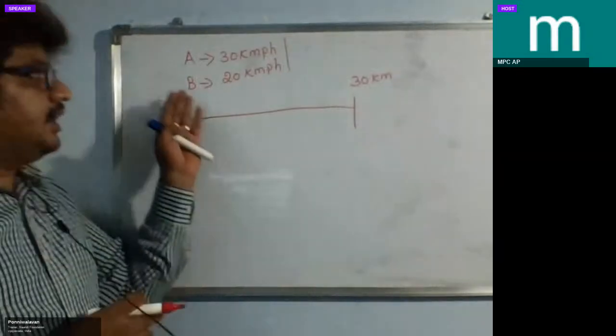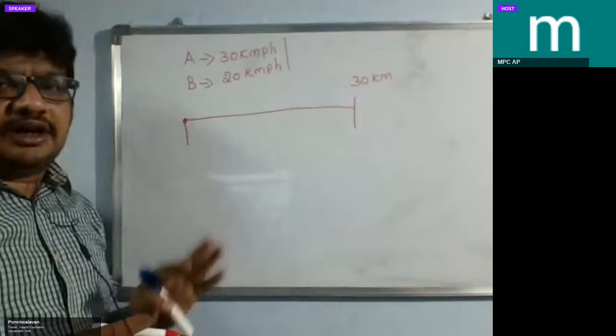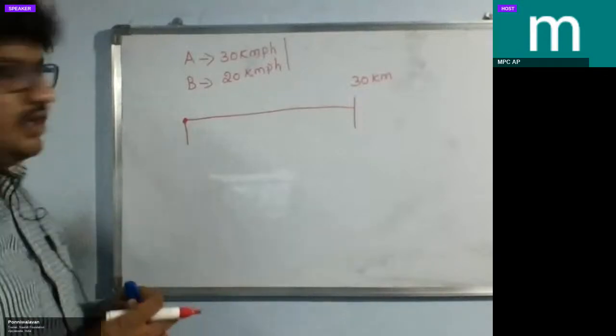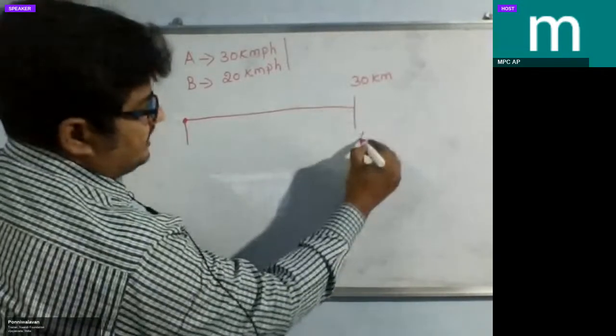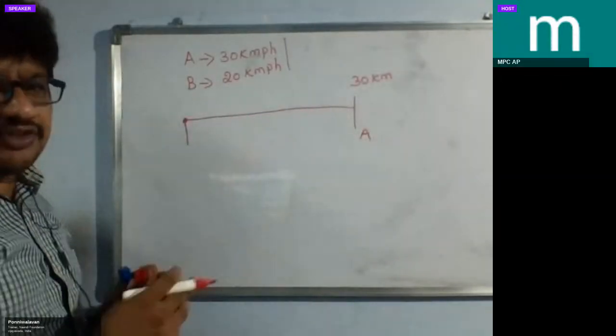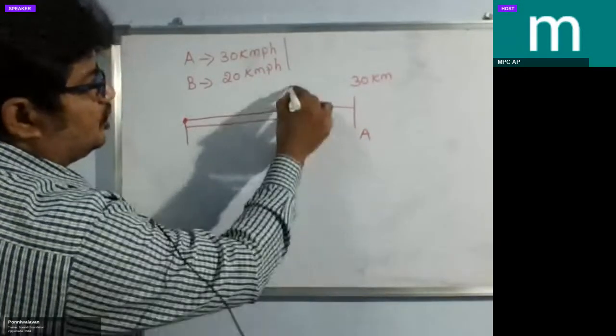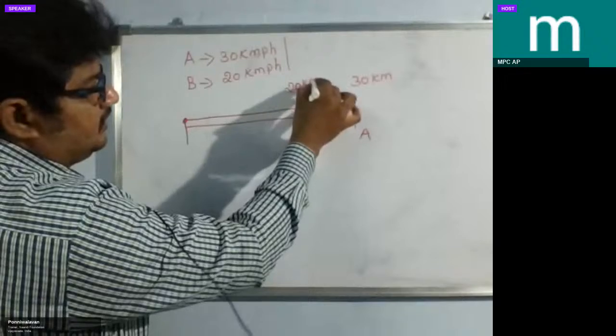Okay. If B is traveling in the same direction for 1 hour, what is the distance he can reach? Here, the place of A. If B is traveling in the same direction, what is the distance he can reach? 20 kilometer.